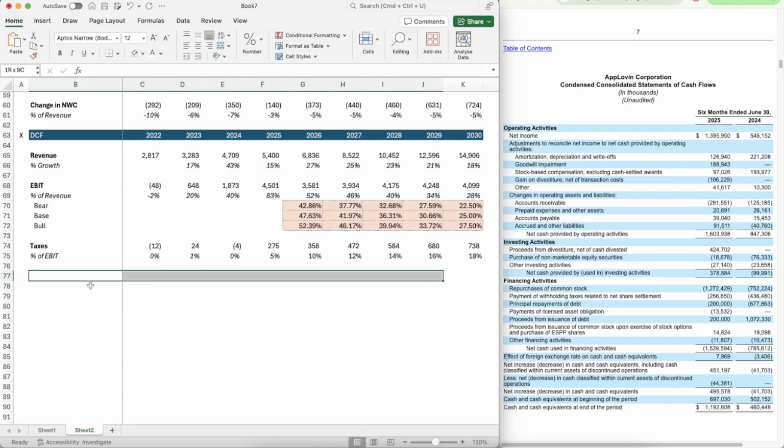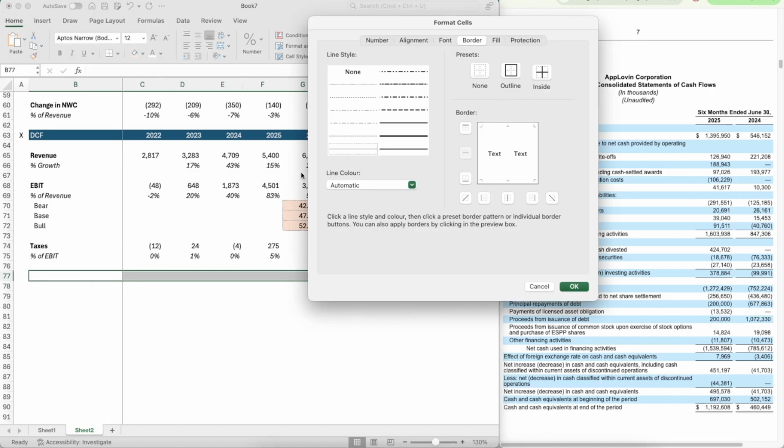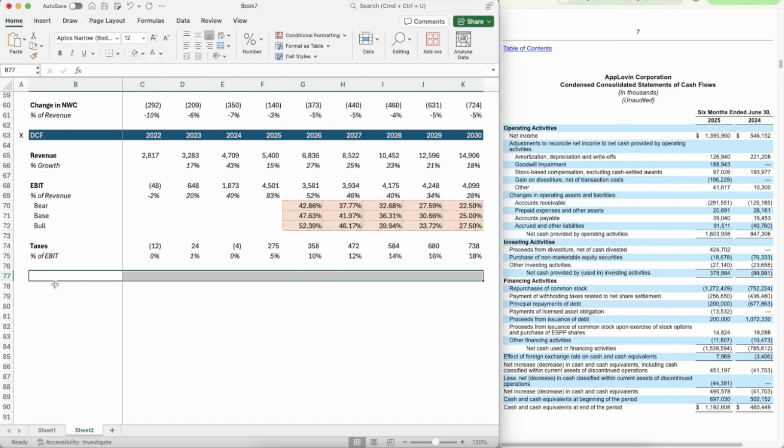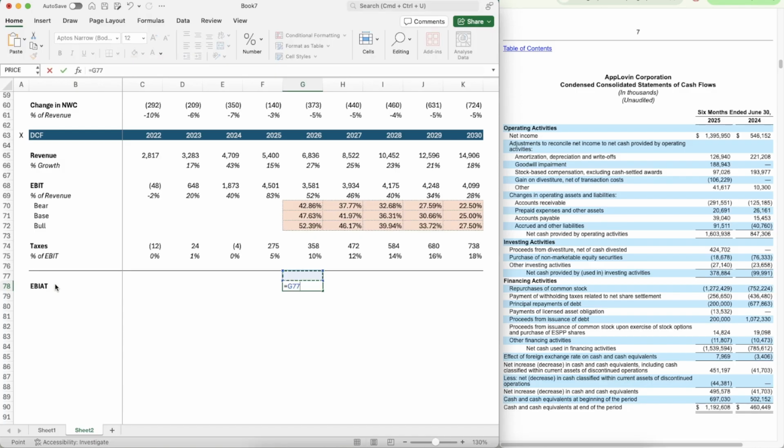Okay, now we calculate our EBIT, the earnings before interest but after tax. We just do it for what we're forecasting. So we go equals EBIT minus taxes, bold it, put it along. There we go. And then we want our D&A, our CapEx. What was the other one? Change. So yeah, just copy it down.